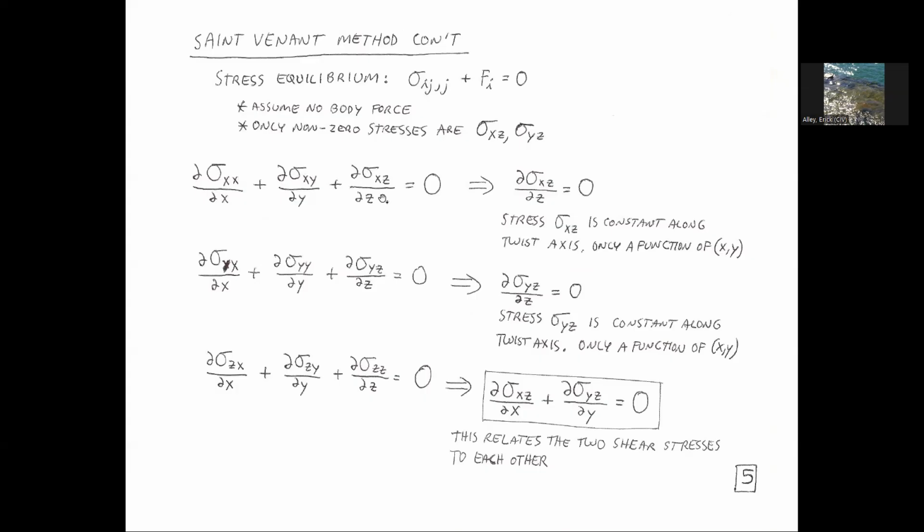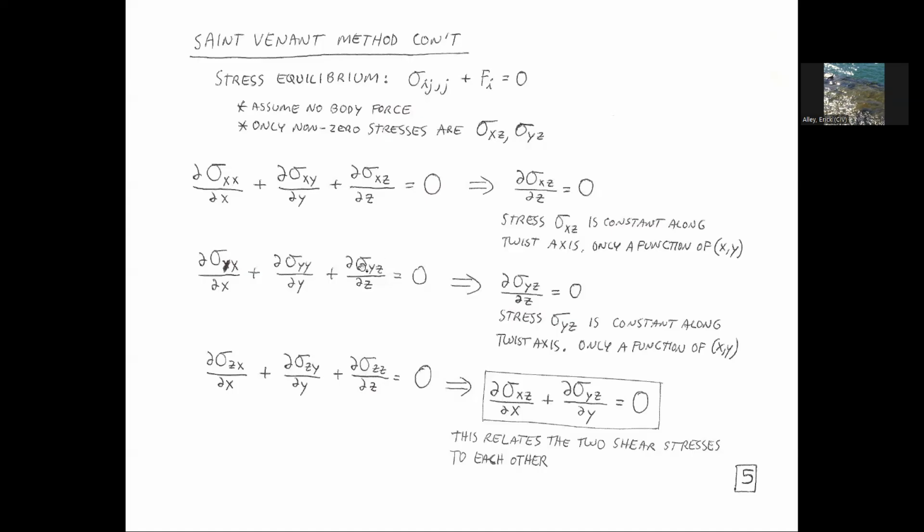Well, the only one that we've got in there that's supposed to be non-zero is sigma xz. Only xz and yz are non-zero. So these two go away, and I'm left with d sigma xz dz is zero. That just says the stress is constant as I come out of the page. No matter which way I go in or out of the page, I get the same xz value. It's only a function of the in-plane position.